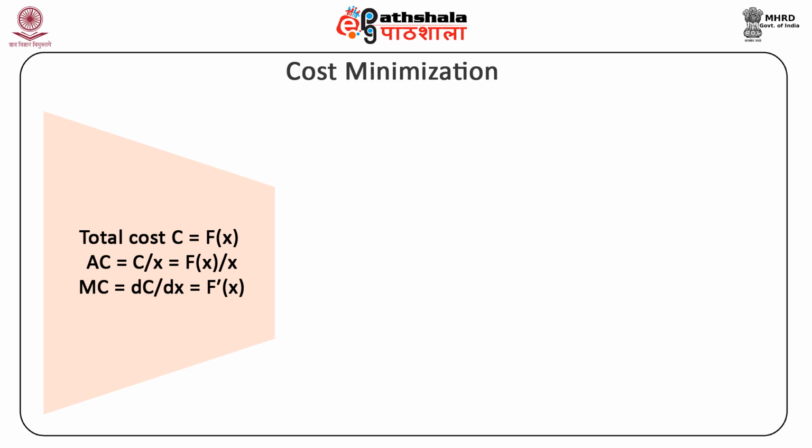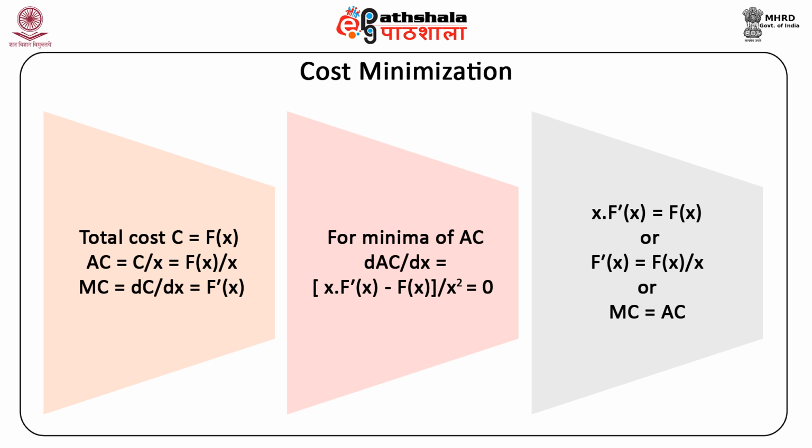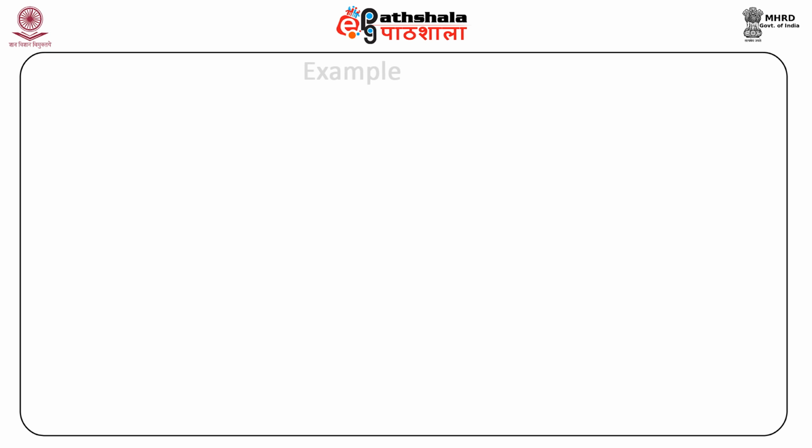If total cost is a function of X, then we can define AC or average cost as f of X upon X, and marginal cost MC as f dash X. Very often we are interested in finding the level of output that gives the minimum AC. For minima of AC, we have dAC upon dX is equal to 0, which implies that MC is equal to AC. Hence, marginal cost is equal to average cost at the minima of the latter. Let's study a related example of minimization of cost.